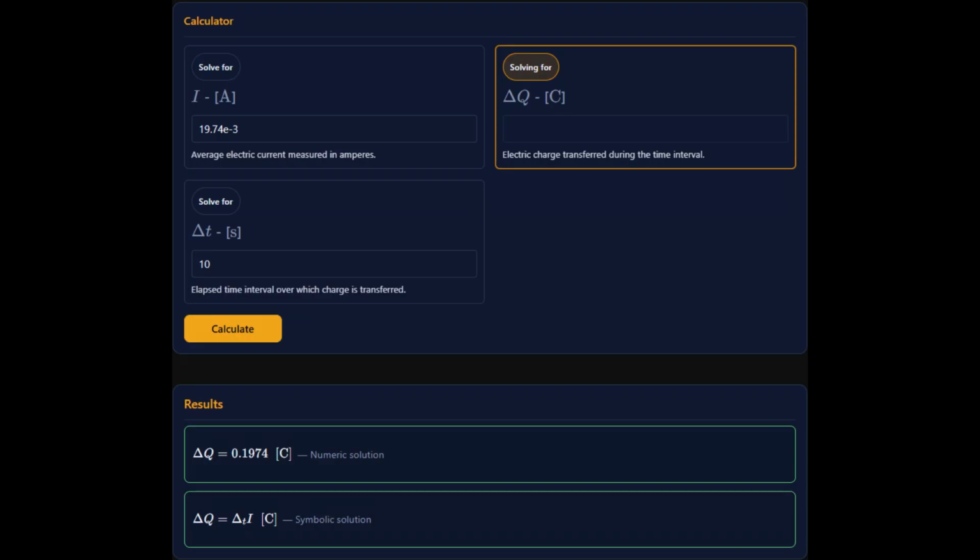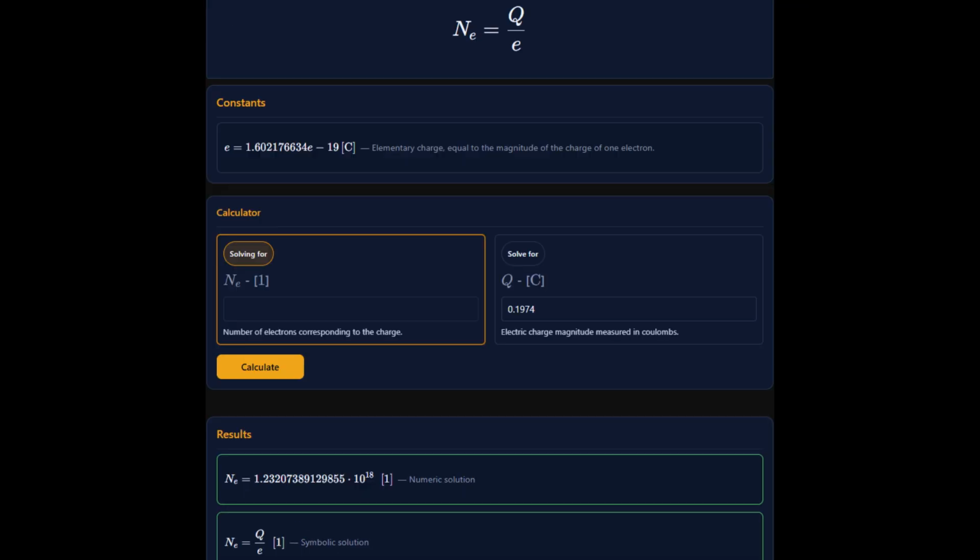Now we can connect the measurement to the formula. If current is the amount of charge per second, then charge equals current multiplied by time. For example, if the measured current is 19.7 milliamps, that is 0.0197 amperes. During 10 seconds the charge is 0.0197 multiplied by 10. That gives about 0.197 coulombs of charge passing through the circuit during 10 seconds.